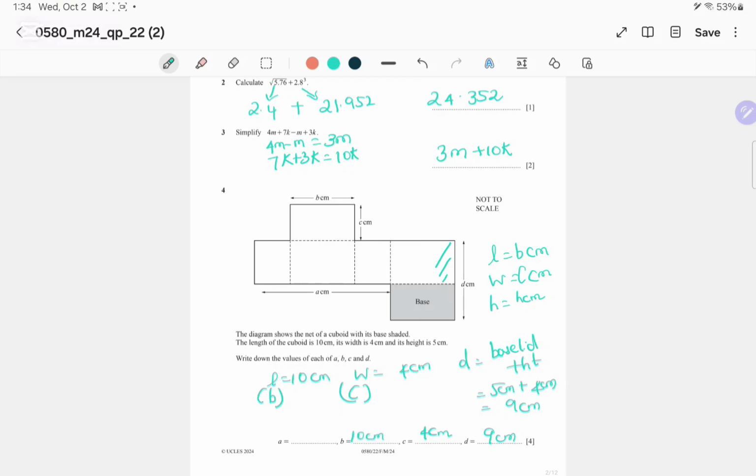And now to calculate A, I will erase some portions and do it here. For calculating A, how will you calculate? The B part is here. B part is how much? 10 centimeters is given. These two are the side portions. How much is it? It is the width, 4 centimeters plus 4 centimeters. So totally 10 plus 4 plus 4 is equal to 18 centimeters. Okay, is it clear? Can we do the next question?